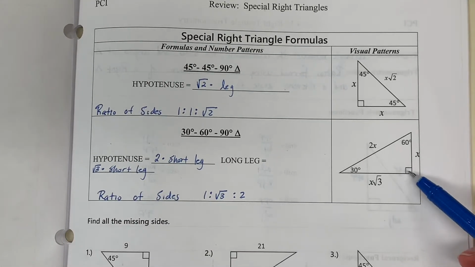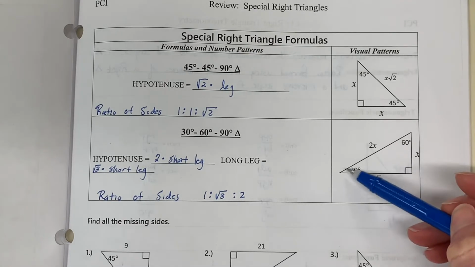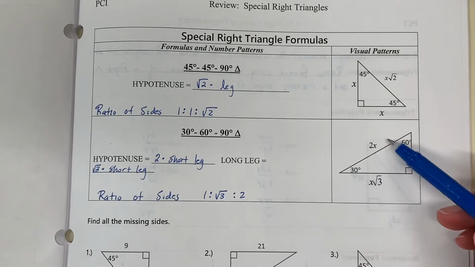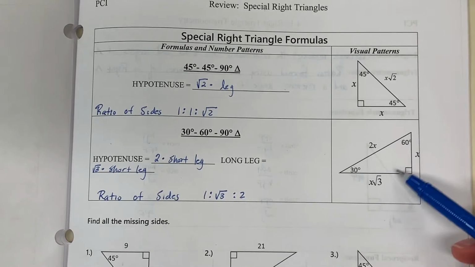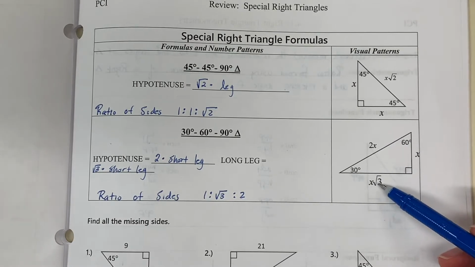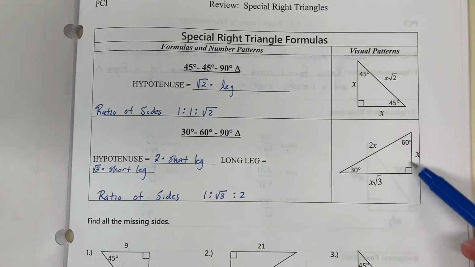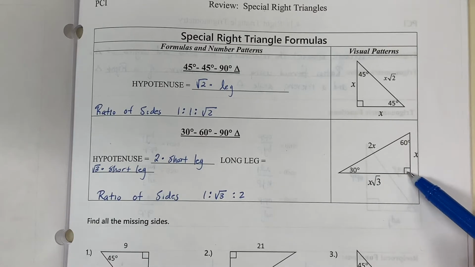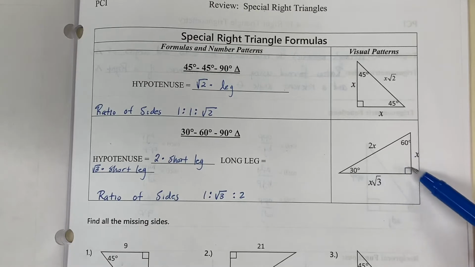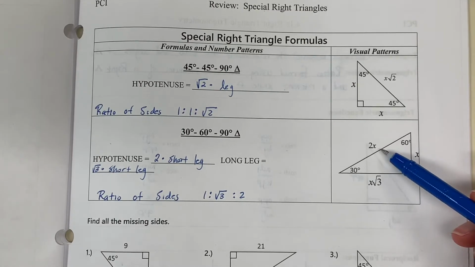It has one 90-degree angle. The side opposite that, the hypotenuse, is going to be twice the length of the shorter side. And the longer leg is going to be radical 3 times the length of the shorter leg. Now, in a 30-60-90 degree triangle, we have one right angle. This is the largest angle, so it will always be across from the longest side that we call the hypotenuse.